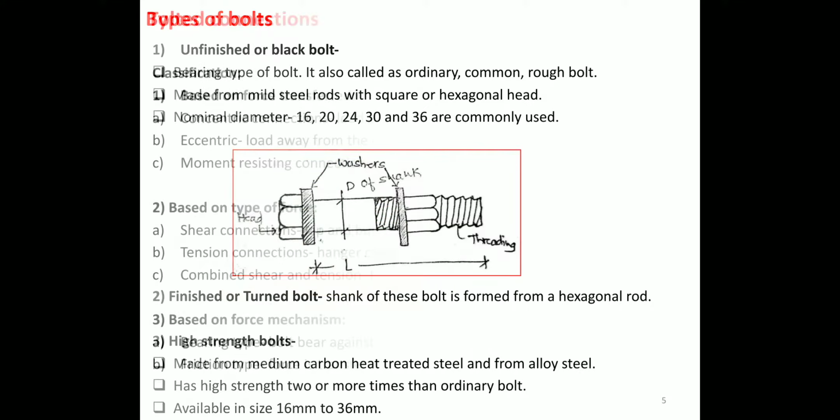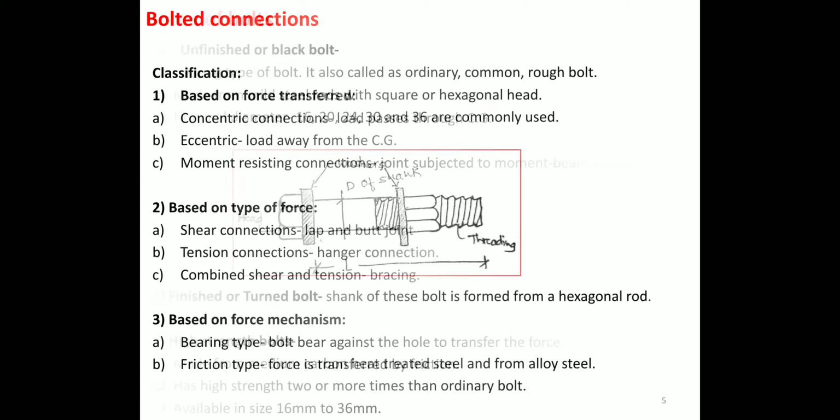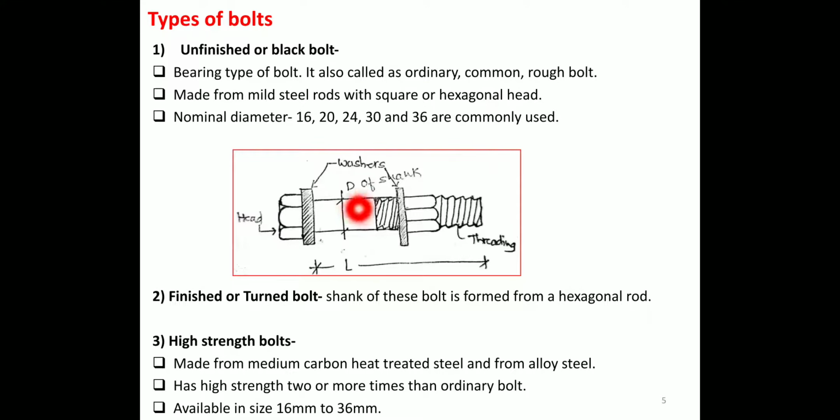If you go through this figure, in the whole assembly of this bolt, this is a hexagonal head, this portion is known as the shank portion, and this section is called the threaded section.